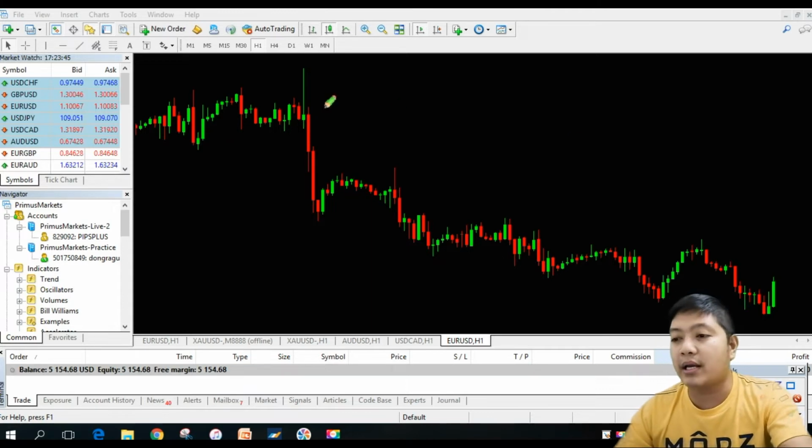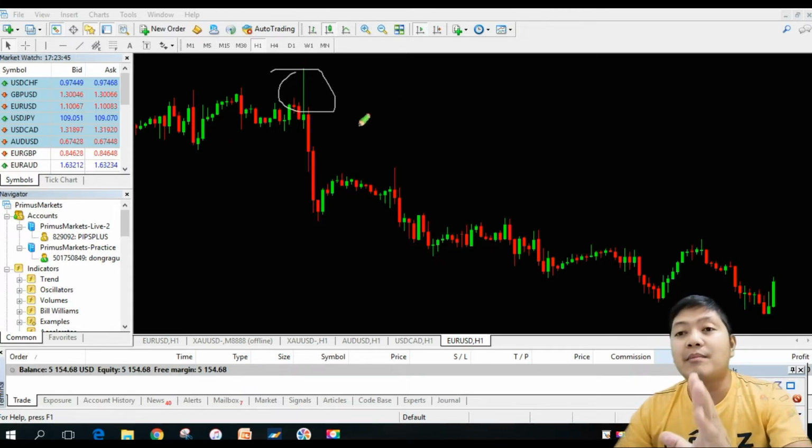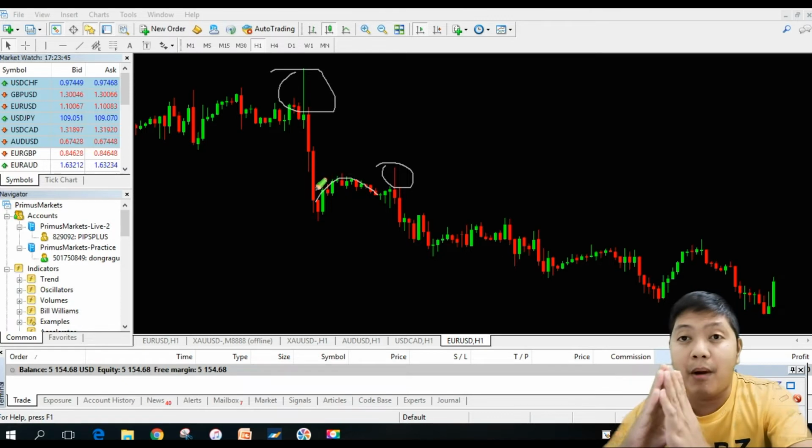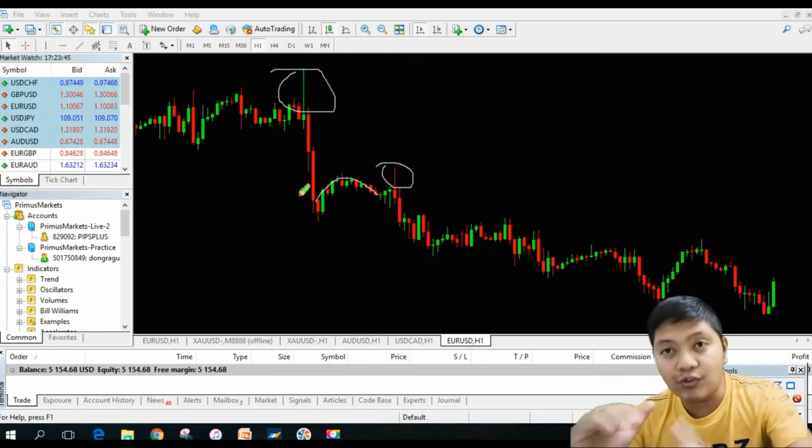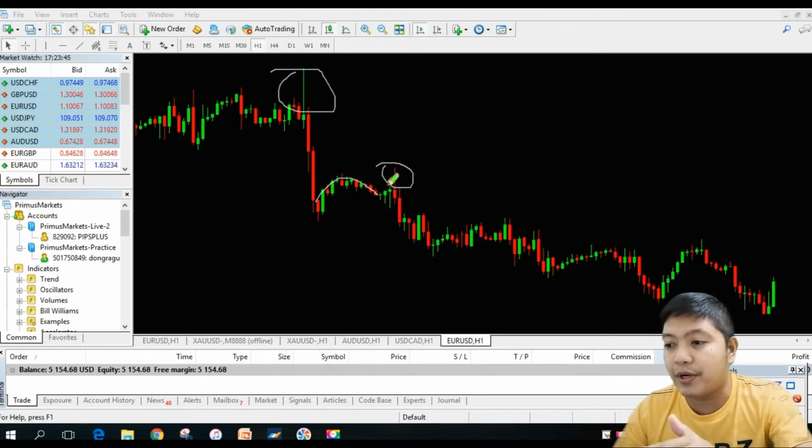So based on the market, there is a pin bar here that helps us determine that the market is possibly in a downtrend. You can see this is a pin bar. This is the Euro US dollar currency pair, right? Then the market goes down, up, and comes back again, and there's another pin bar confirming that the market will possibly be in a downtrend.